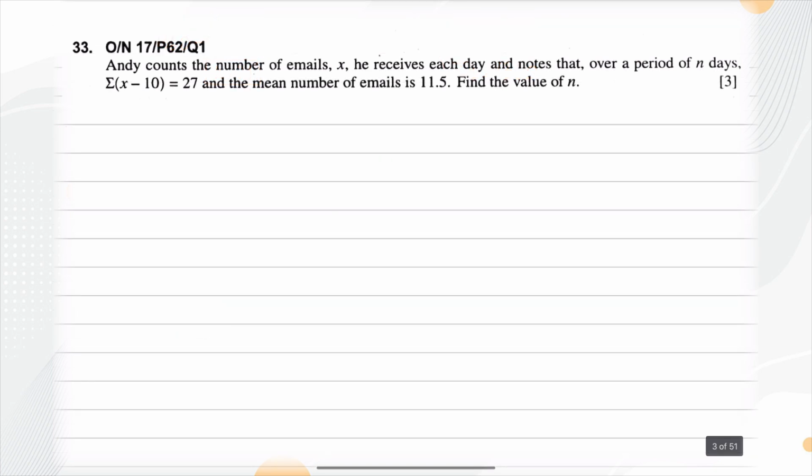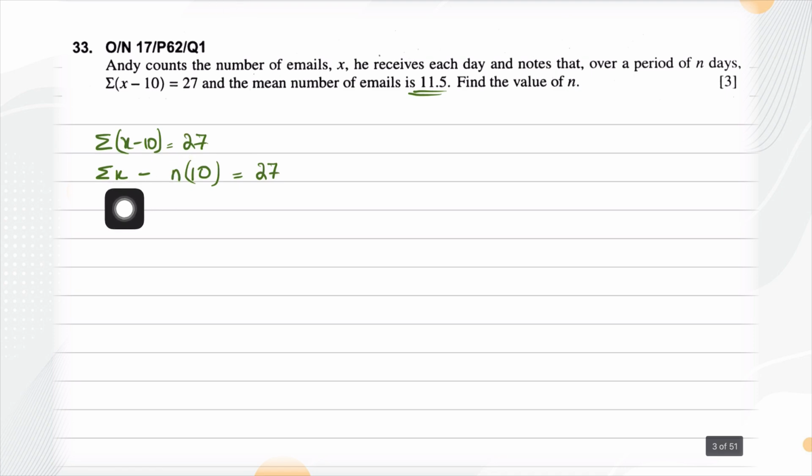So here's another question. Let's see what it says. It's from October-November 2017, paper 6, variant 2. It says Andy counts the number of emails x he receives each day and notes that over a period of n days, summation (x minus 10) equals 27, and the mean number of emails is 11.5. So let's first break this formula down. Summation (x minus 10) equals 27 basically means that summation x, and now you're subtracting 10 from how many values? We don't know that, so we'll call it n. And as a result, you're getting 27.